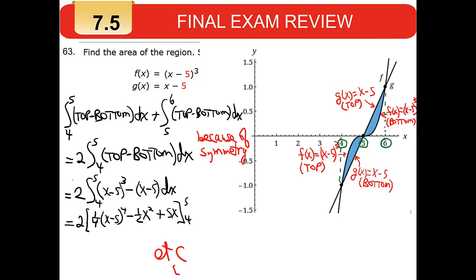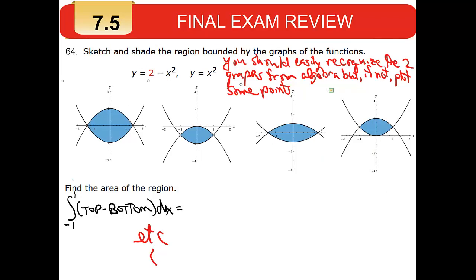This curve crosses, but there's also a symmetry, so rather than evaluating from 4 to 5 and 5 to 6, if you notice the symmetry and you notice that the area from 4 to 5 is the same as the area from 5 to 6, you can just pick one of them and double it. So I would take either the area from 4 to 5 and double it, or the area from 5 to 6 and double it.